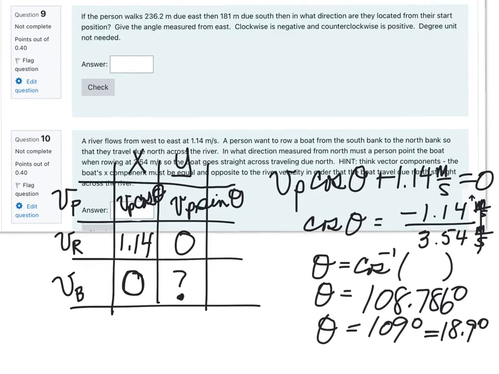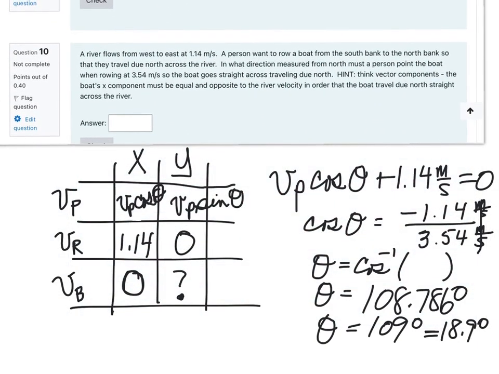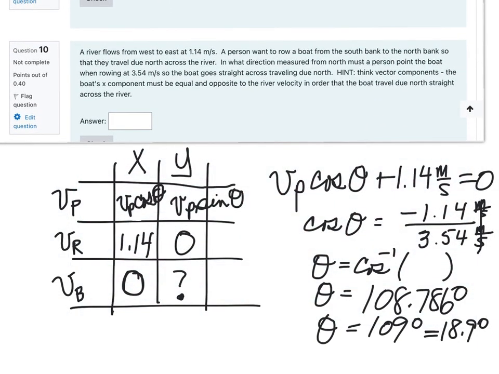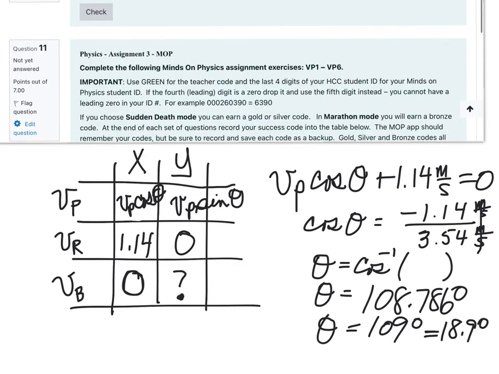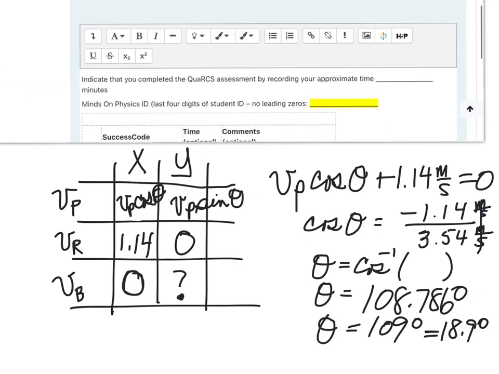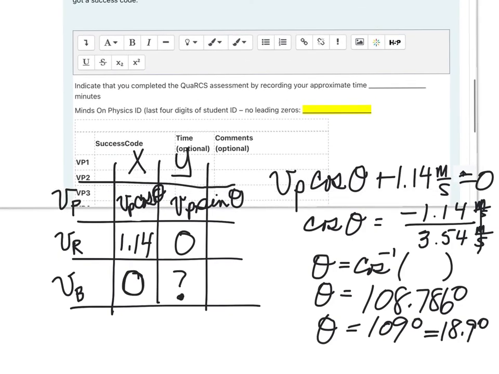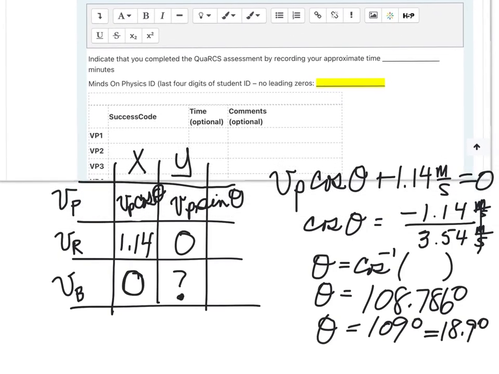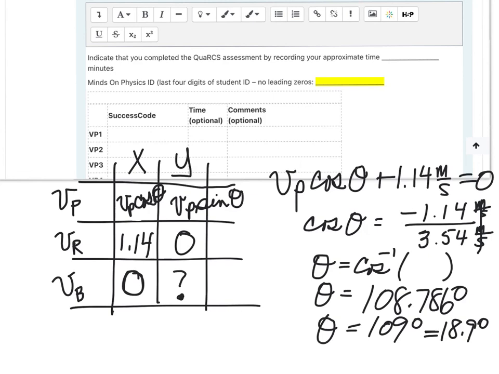So the very last thing is the MOPs, right? So these MOPs are good. Do these. In fact, you should do these maybe before you do the assignment. And do them carefully, and it'll give you good background about vectors and scalars and all the basic concepts you need to know, and you'll be in good shape for quiz 3.